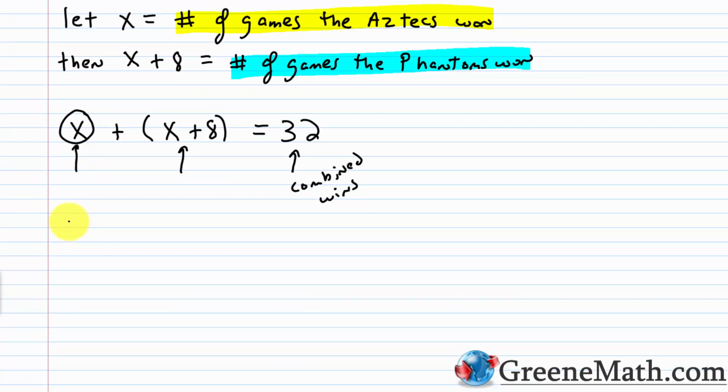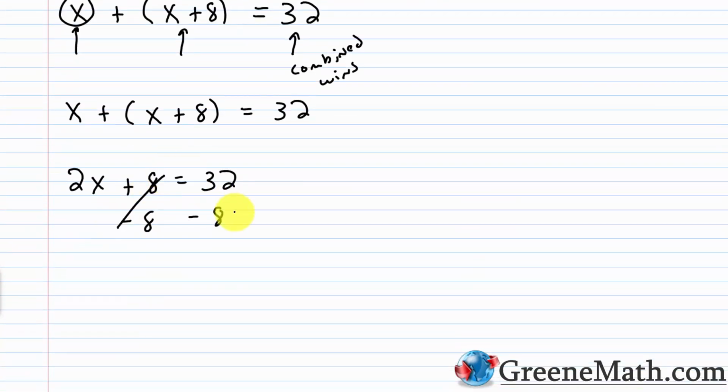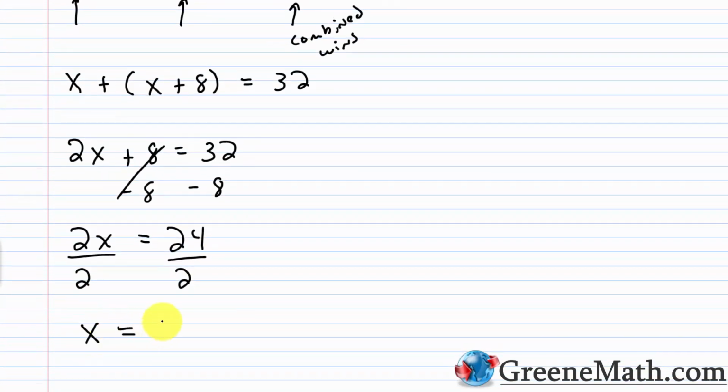So if we have x plus this quantity x plus 8, we'd have x plus x, that's 2x, plus 8 equals 32. Subtract 8 away from each side of the equation. This will cancel, and we'll have 2x equals 32 minus 8 is 24. Divide both sides of the equation by 2, and I'll have x is equal to 12.